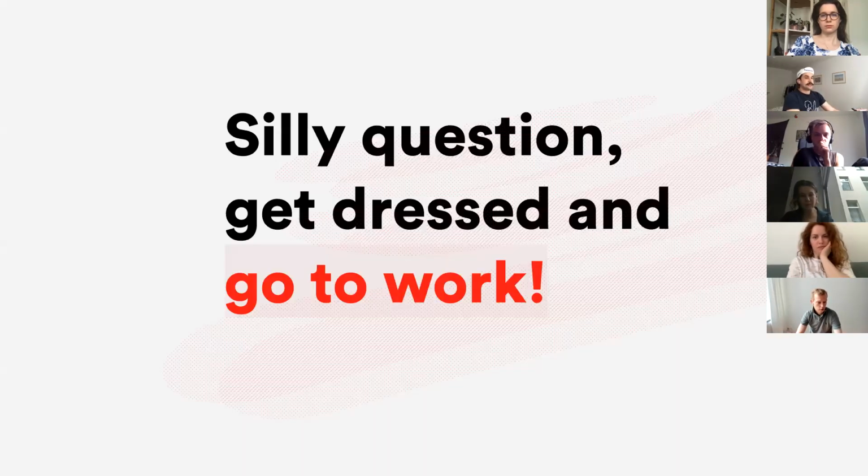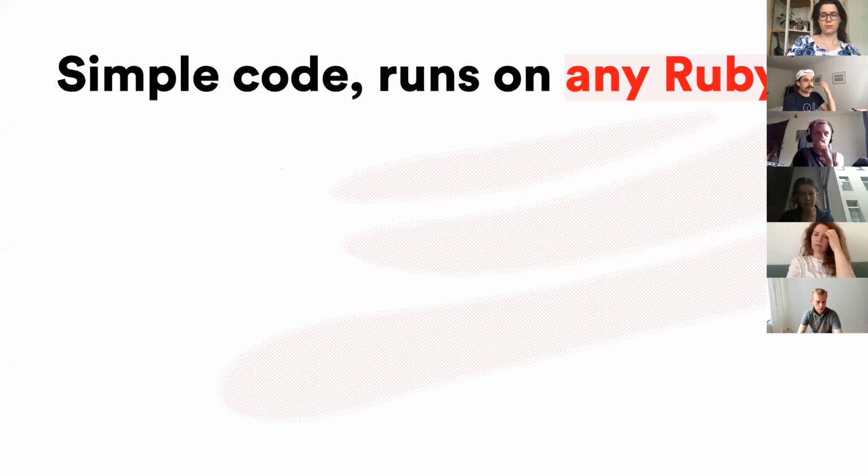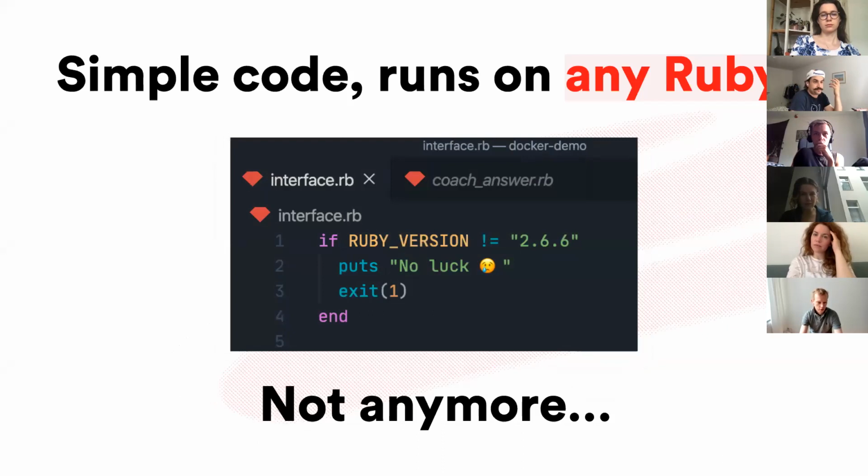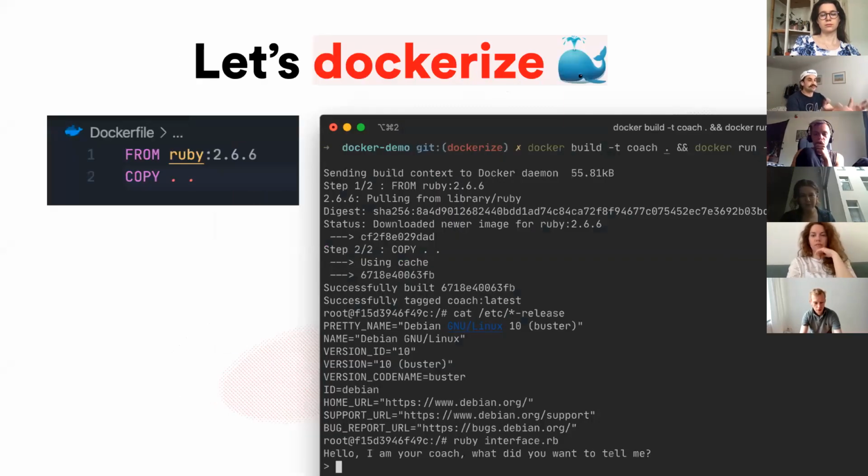So simple code runs on any Ruby unless we do something like that. Then it's not going to run. I do this to simulate more complex code, like Rails, where Rails has dependencies, and these dependencies need to be of a certain version. As soon as you update Rails, you also need to update dependencies and so on. So let's Dockerize it, to make sure that this is going to work.